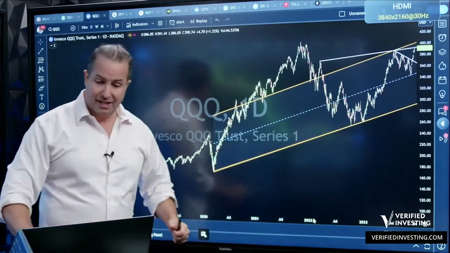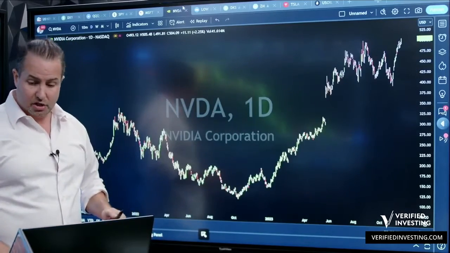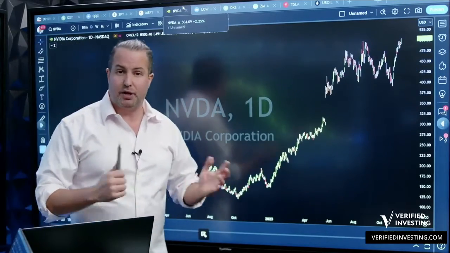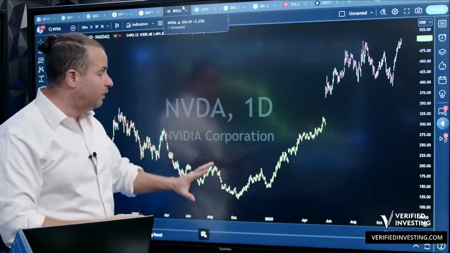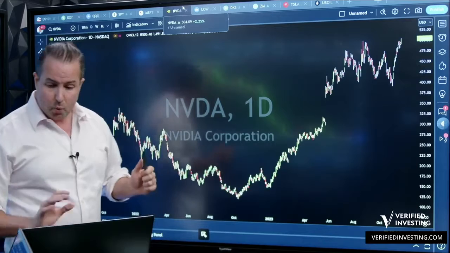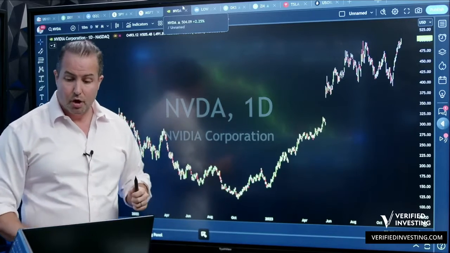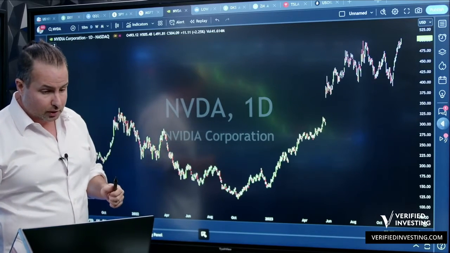Now let's take a look at NVIDIA going into earnings. And this is where I have fun, guys, because I get to play around with charts. Notice there's no trend lines on this chart to speak of. So let's just have some fun. What if we connect a parallel through a couple levels here? So let's do that right now.